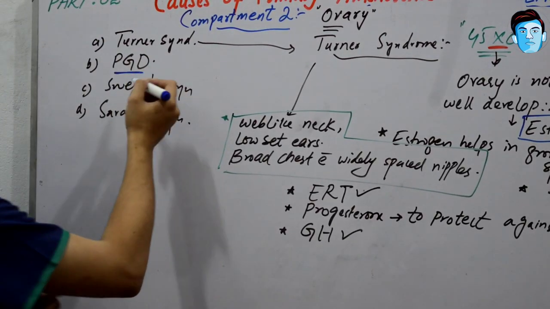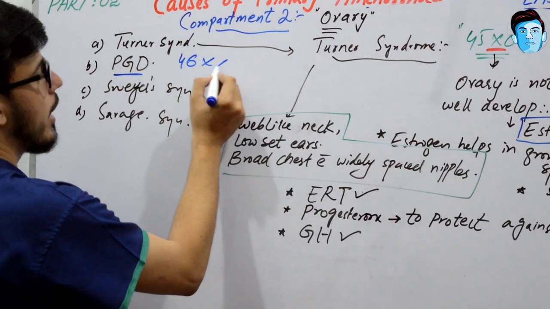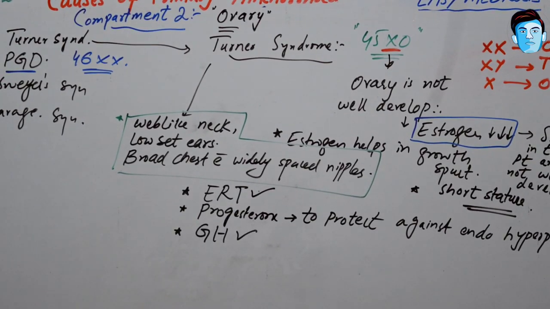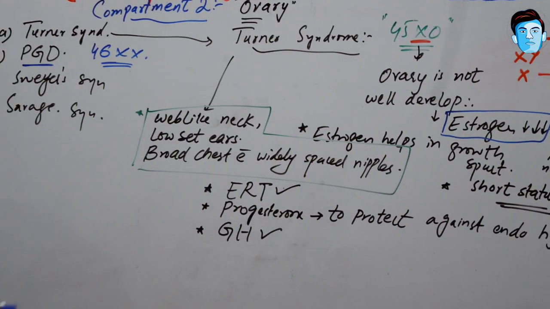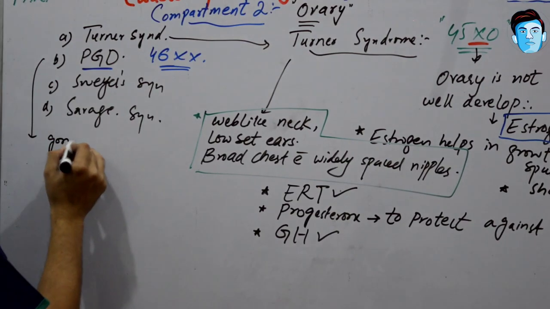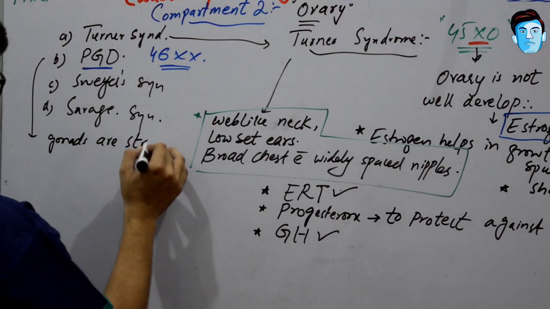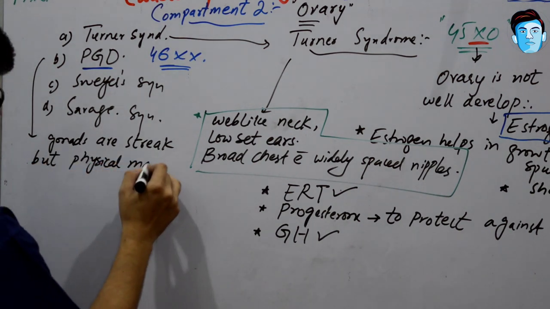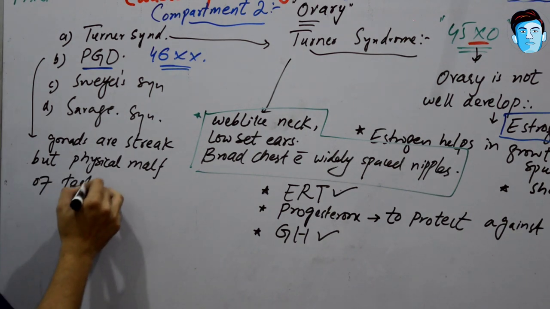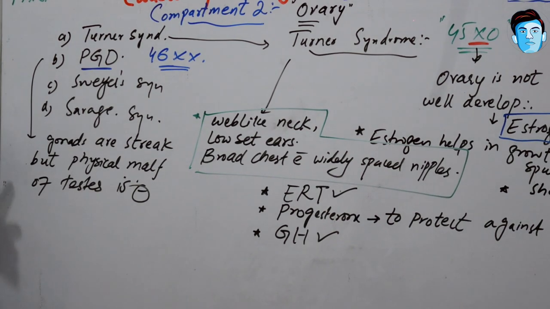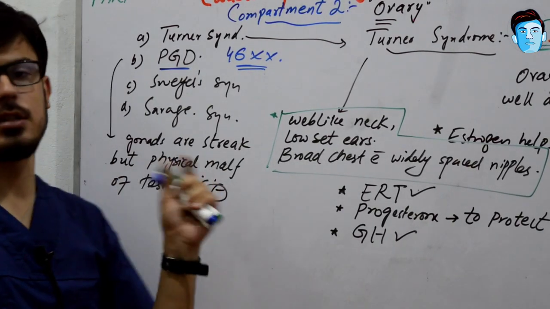The second condition is pure gonadal dysgenesis. The chromosome number in pure gonadal dysgenesis is 46XX. Here the gonads are streaked, and the physical malformations of Turner syndrome are absent. So in pure gonadal dysgenesis, the gonads are streaked, but the physical malformations are absent.